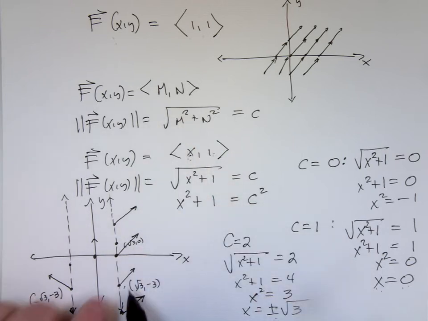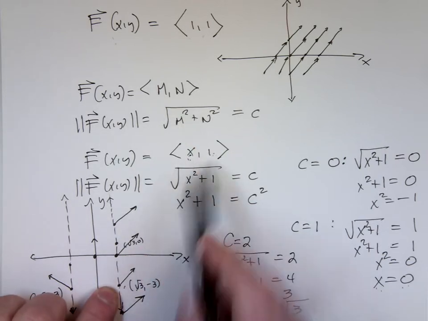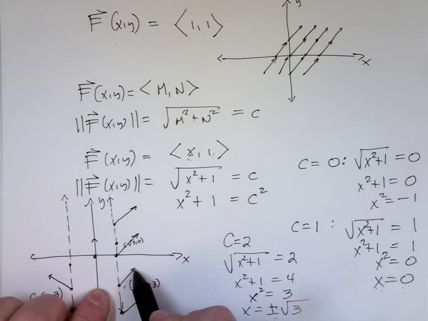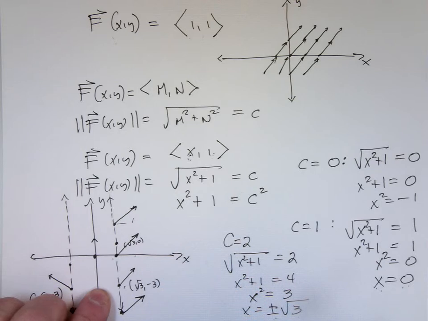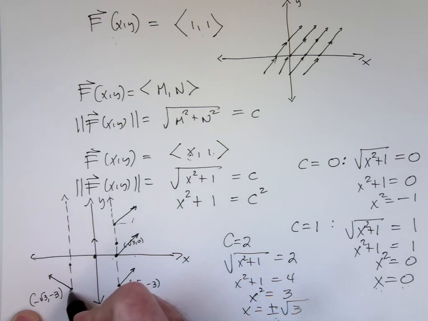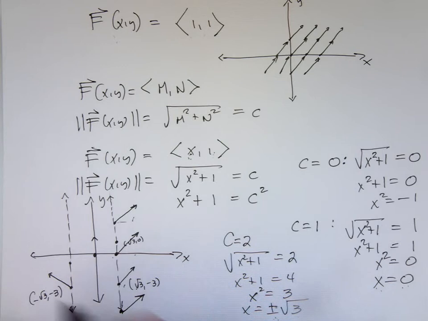Well, it's the square root of 3, 1. So go over the square root of 3 and up 1. That's what it's doing. What happens over here when x is negative square root of 3? It's assigning the vector negative square root of 3, 1. That's this vector. What about, let's take another point.